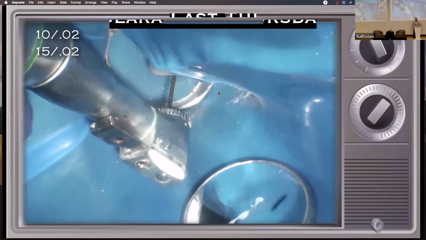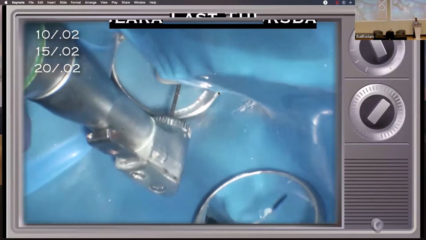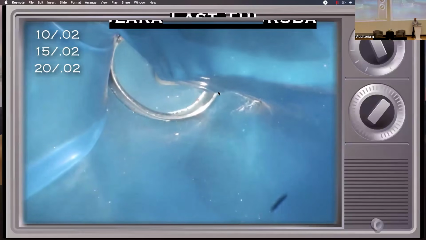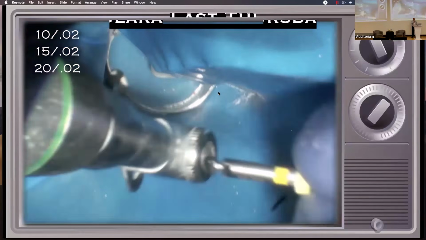All the way down. Now we're going to go with the 2002. And the 20.